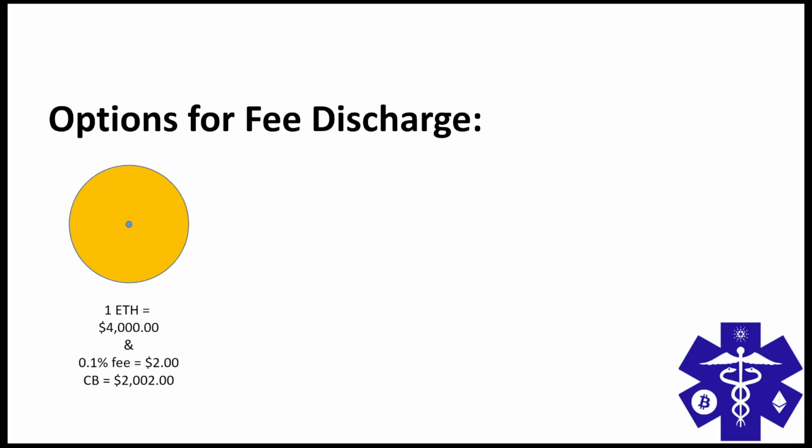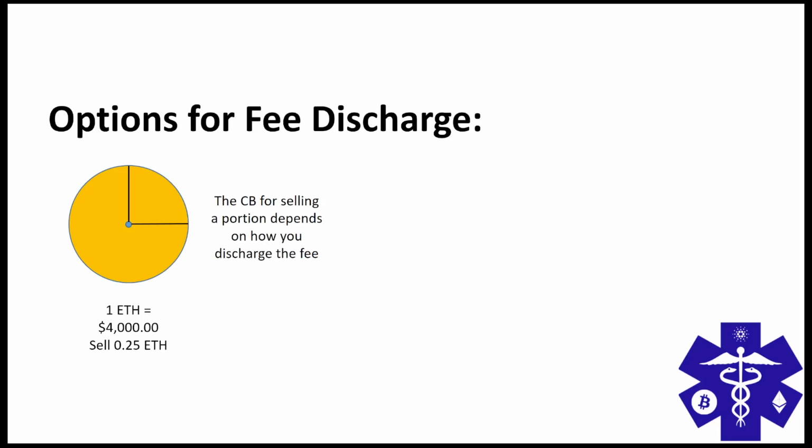So I'm going to give the first option for fee discharge. Okay? I decided after the 3-month hodl that I'm going to sell a quarter of my ETH. So my ETH is worth $4,000, and I'm selling a quarter of that, which is equal to a value of $1,000. So this is what I'm going to do. I'm going to move that circle that represents the fee into the slice of the pie that I'm going to sell.